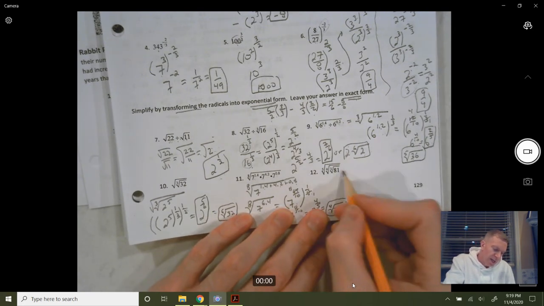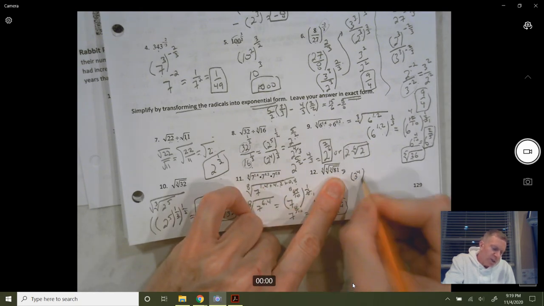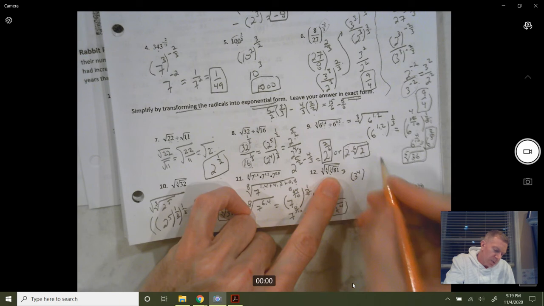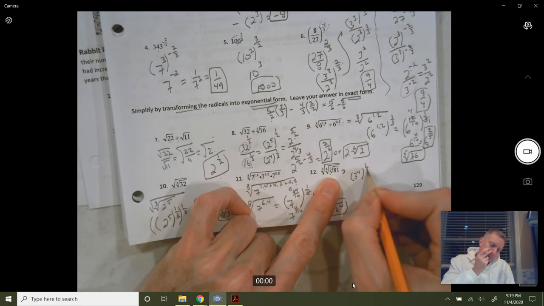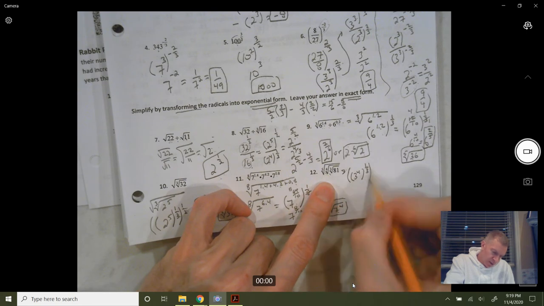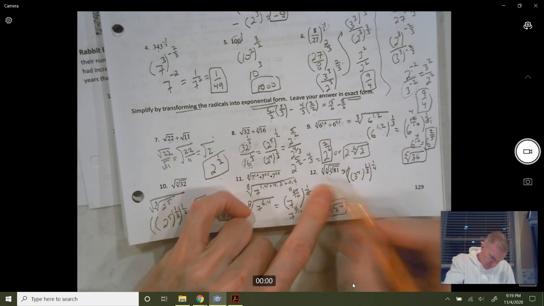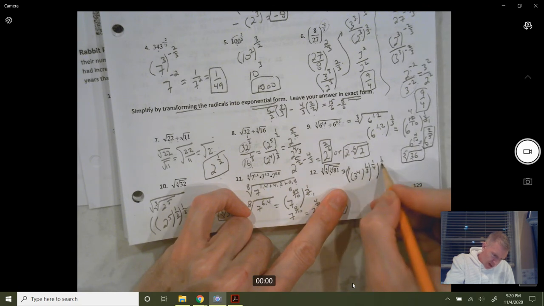Okay, and let's do this one. 81 is 3 to the 4th. 3 to the 4th is underneath a cube root, so that's going to be raised to the 1/3. That entire thing is under a 4th root, so that's raised to the 1 over 4. That entire thing is under a 5th root, so that's raised to the 1 over 5.